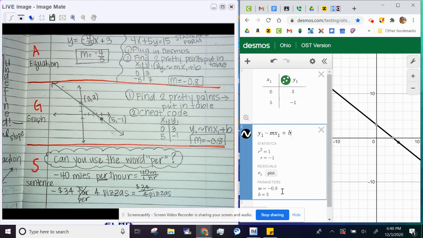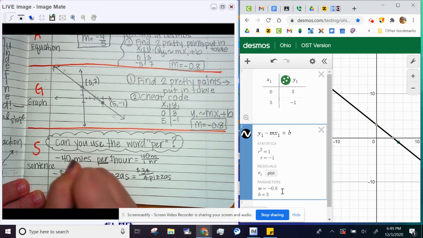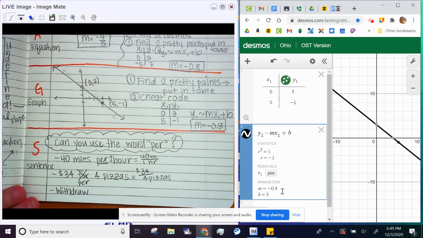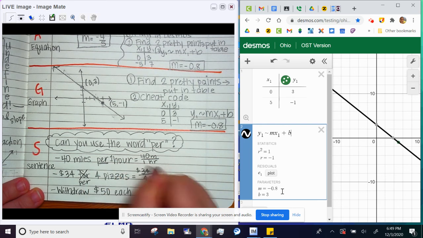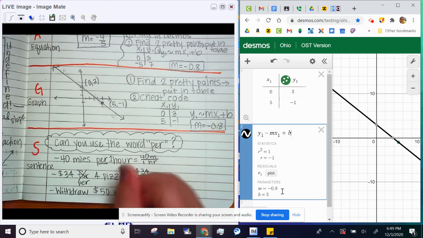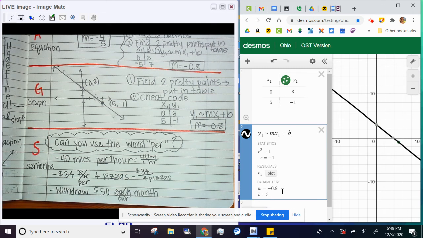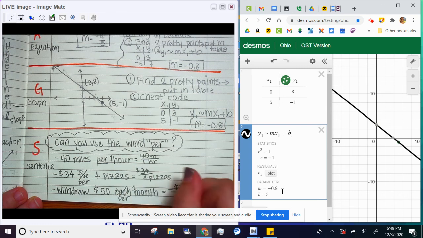Okay, let's do another one. What about withdraw? Withdraw $50 each month. Again, I'm going to ask myself, can I use the word per? Withdraw $50 per month. That works. So I know this is $50. And I'm withdrawing it. Withdraw means to take away. So I'm going to subtract it per month. So I know that means 1 month. There's an invisible 1 there.